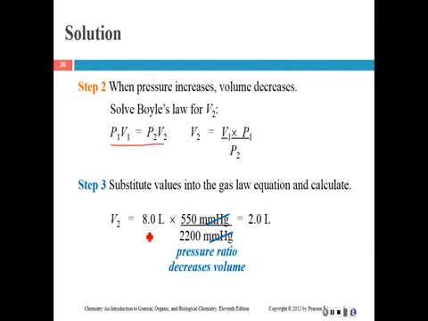Now, when I set up my solution, notice I cancel out my units, and I get the volume becoming 2 liters from 8 liters. A good way to check it is to notice on the data that the pressure went up, from 550 to 220 millimeters of mercury. If the pressure goes up, the volume will go down. And that's exactly what we have happening: it went from 8 liters down to 2 liters.